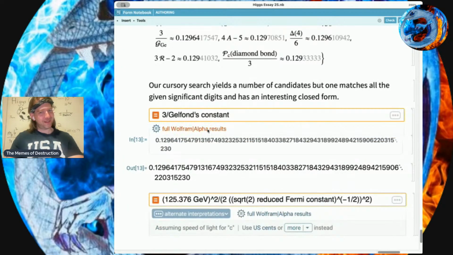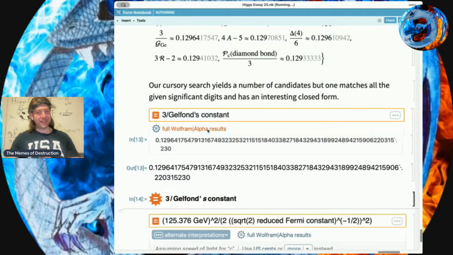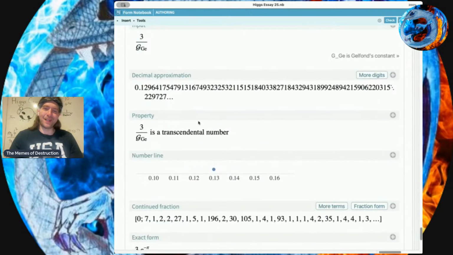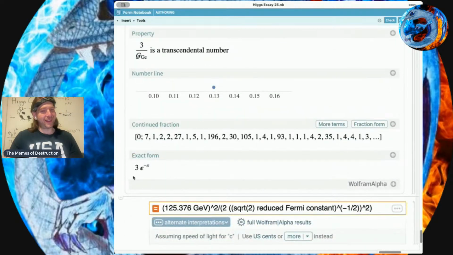All right, so return that. What the heck is this? For the keen-eyed among you, you may have seen it. This is literally 3 over e to the negative pi. It's basically Gelfond's constant, which is e to the root pi. What does that mean? Oh no, excuse me, it's e to the pi. It's e to the negative pi, so that means it's in the denominator downstairs.